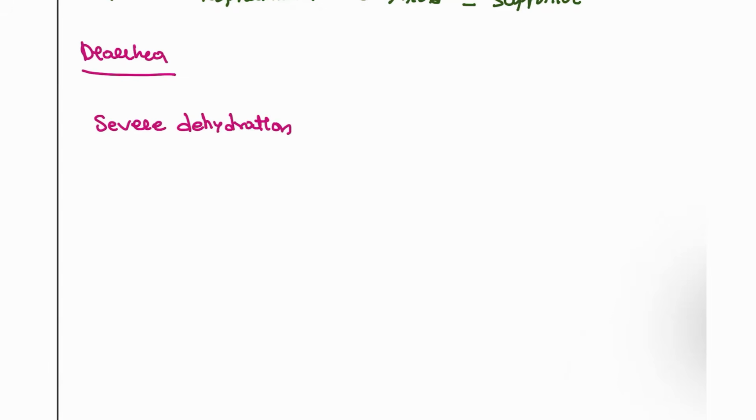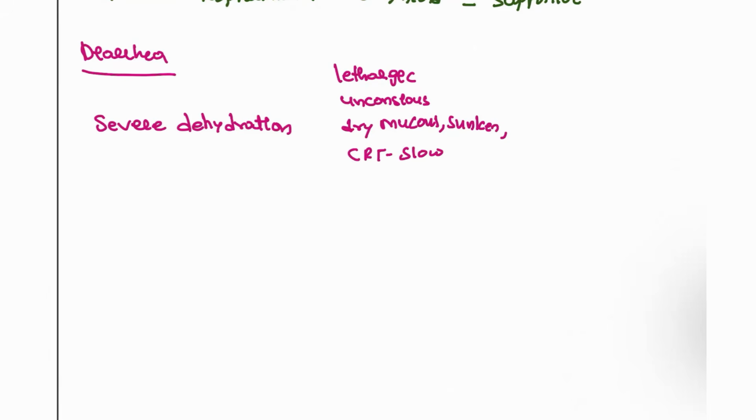The patient will be lethargic. Along with lethargy, there will be unconsciousness or stupor, and also a dry tongue, dry mucous membranes, sunken eyeballs, and the capillary refill time that we check will also be very slow. These are some of the signs of severe dehydration. Urine output will be completely decreased in these babies.